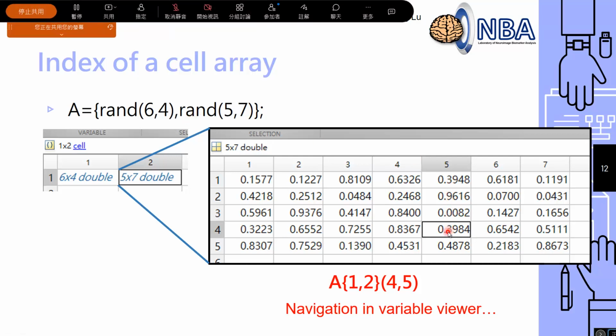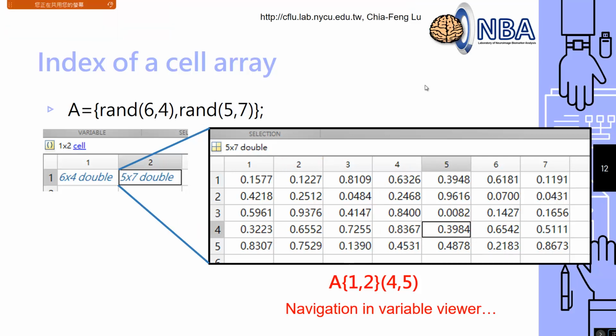So you may have a different answer from me, but you should check whether you get the right value for this specific location, okay? I think, again, you need to compare this kind of index with the structure array. Think about what is the same, what is different.